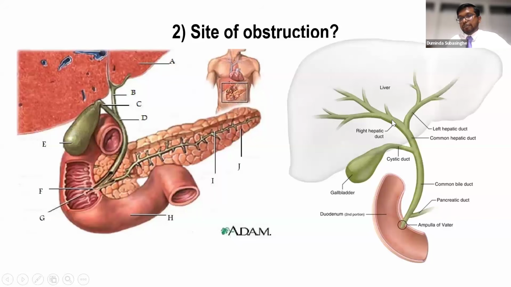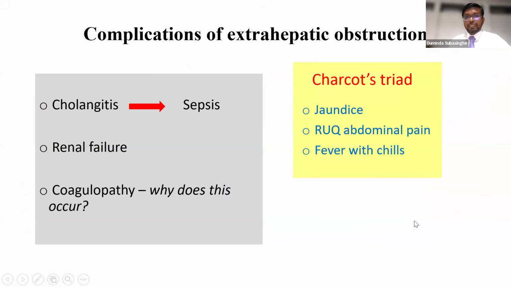And this is the right hepatic duct, the left hepatic duct. This is the common hepatic duct. This is the confluence. If a tumor happens here, you call it cholangiocarcinoma. So this is basic anatomy.